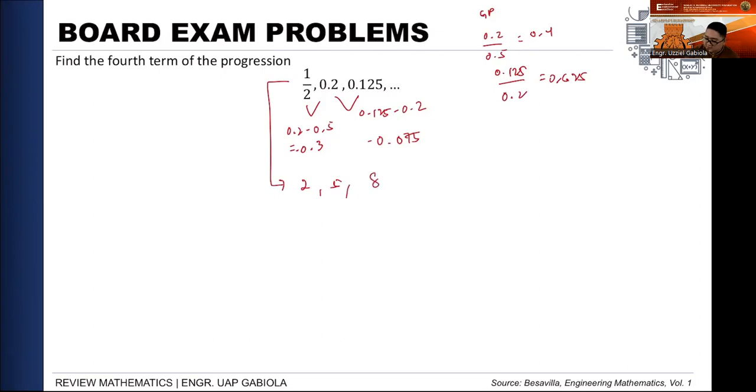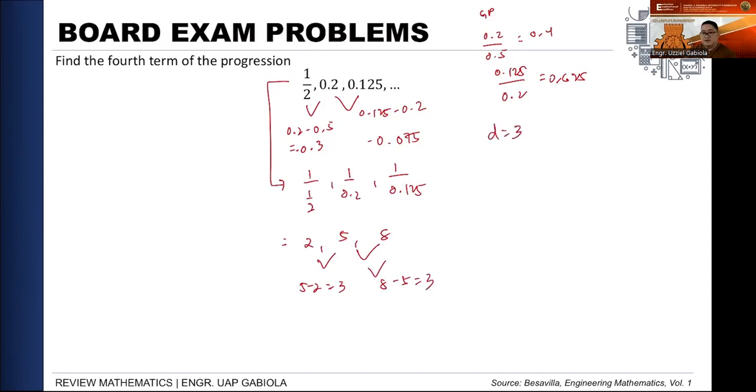Okay? So, again, reverse lang natin. Okay, mamaya, bago natin i-direct, 1 over 1/2, 1 over 0.2, tsaka 1 over 0.125. No? That is 2, 5, and 8. And when you check yung difference niya, 5 minus 2 is 3. Then 8 minus 5 is 3. Okay? So, may common difference tayong 3. So, paano makukuha ngayon yung ating fourth term?